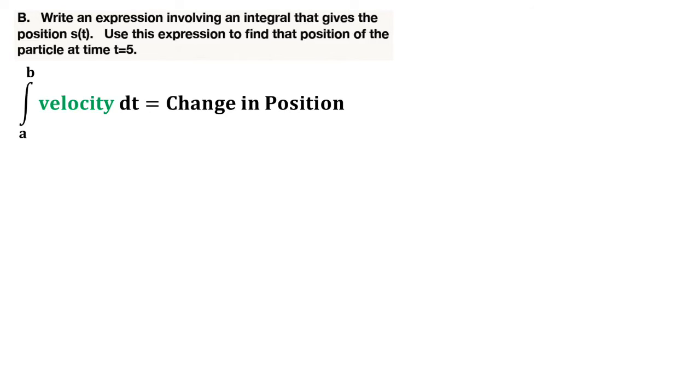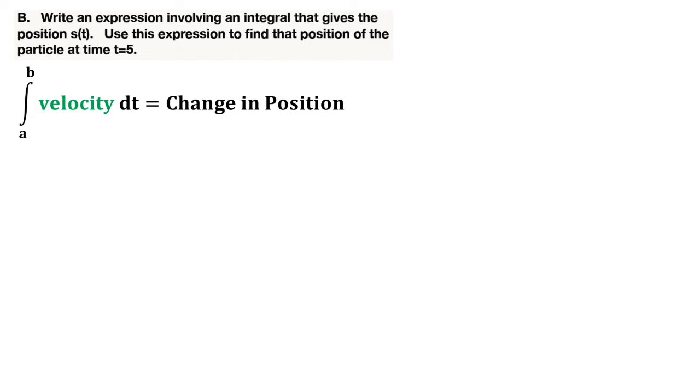Write an expression involving an integral that's going to give us the position at any time t, s of t, and use the expression then to find the position of the particle at time 5. So we are not going to worry about that second part yet. Normally we jump right to that and we'd have the integral from the time that we know the position to the time we want the position.